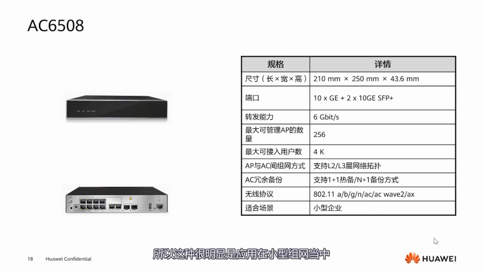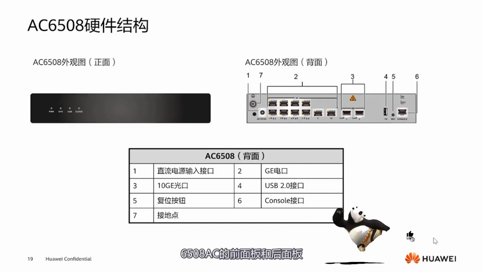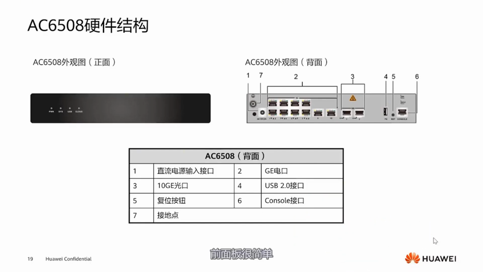This AC can be used to build small to medium-sized campus networks, enterprise office networks, wireless metropolitan area networks, and hotspot coverage. Moving on, let's look at the front and back panels of the 6508 AC. The front panel is quite simple, no need for further explanation. The back has a management port, which is the console port. It does not have a separate management port. So, if used in a lab environment and frequently restarted, be cautious about preventing loops, as all these are layer 2 ports. There's a reset button.